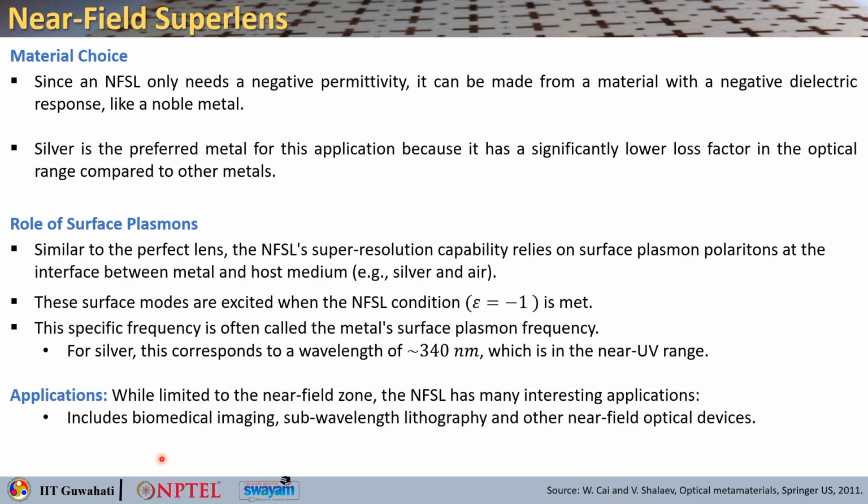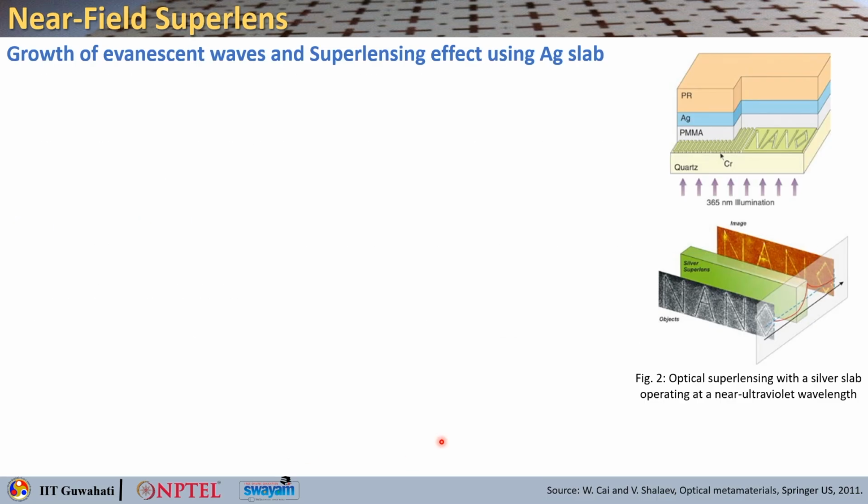Now, what are the applications? While it is limited only to the near field zone, this near field super lensing has many interesting applications such as biomedical imaging, sub-wavelength lithography and other near field optical devices. Now, if you come back to this particular design that we have seen earlier.